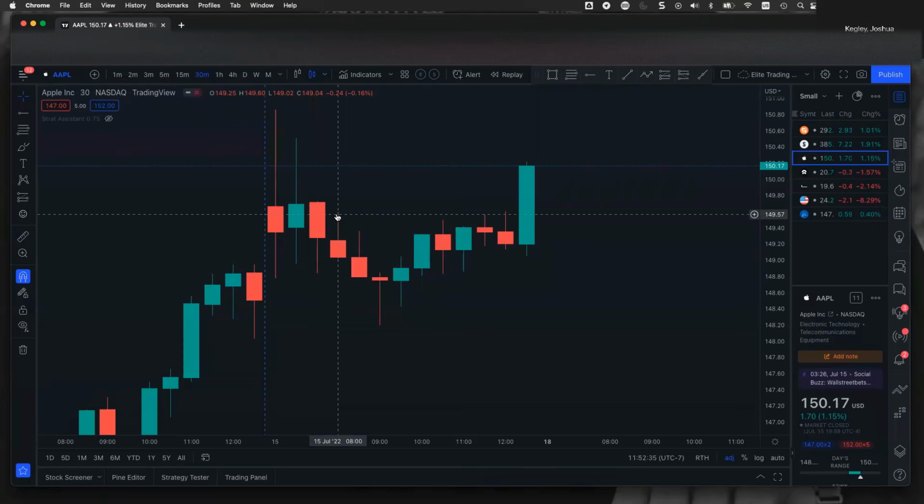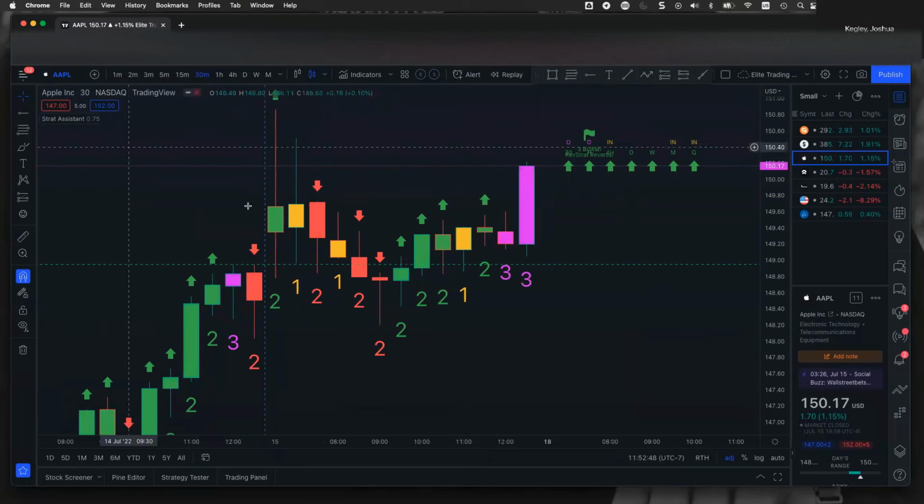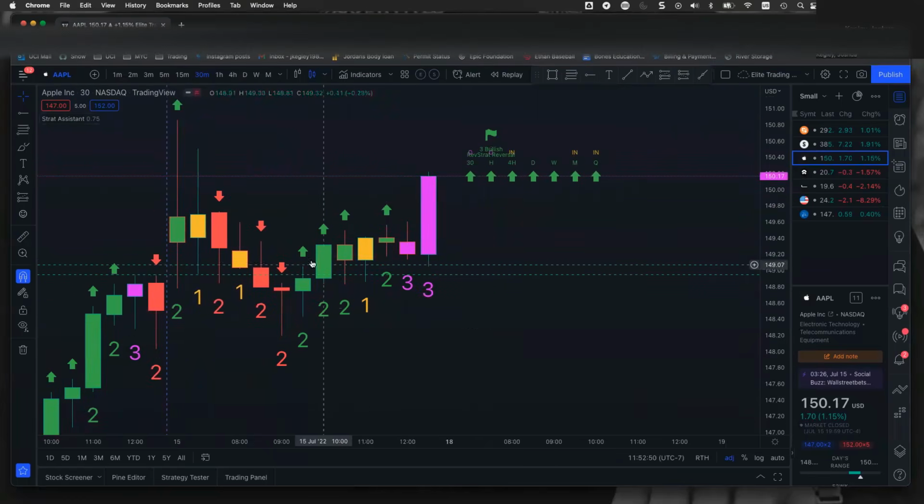But going back, like I said, the only indicator that I use is called the STRAT Assistant. For TradingView, you go to indicators and just type in STRAT Assistant. It's the first one, the Ricky Z. Carely one. So I'm going to go ahead and turn that on now so you can see it. And this is essentially what it is. I did some different customizations with the colors, just so my eyes can see them quickly.